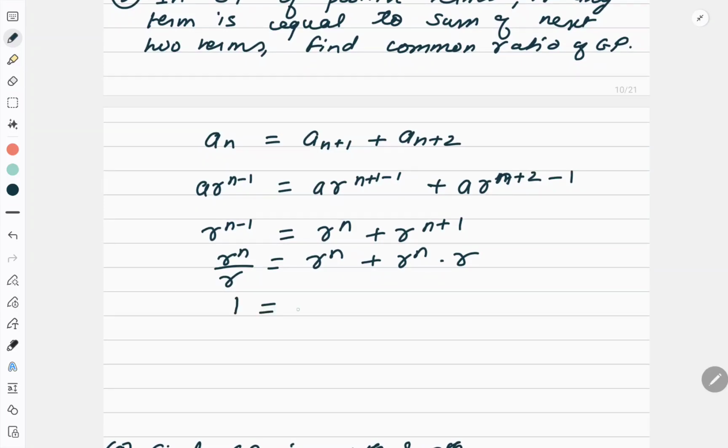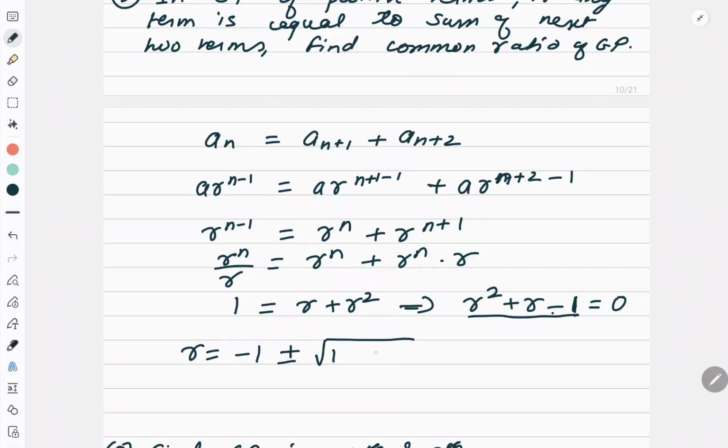So 1 is equal to r plus r square, which gives me a quadratic equation r square plus r minus 1 is equal to 0. Correct? So it is a quadratic equation, and definitely I can't solve it by splitting the middle term because I can't find two factors of 1 whose difference is 1. So I'll apply the formula method. As per the formula method, r is equal to, what is the formula? Minus b plus minus under root b square minus 4ac upon 2a. So minus b means minus 1 plus minus under root b square minus 4ac upon 2a. So minus 1 plus minus root 5 upon 2.